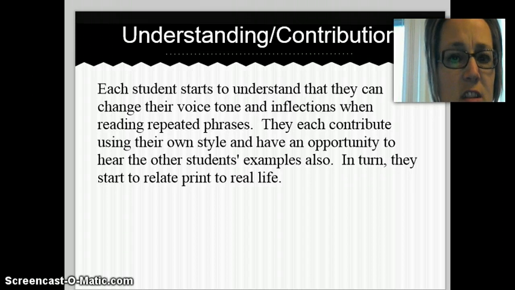Each student will start to understand that they can change their voice tone and inflections when reading repeated phrases. They will each contribute using their own style, and they'll have an opportunity to hear other students' examples also. In turn, they're going to start to relate print to real life.